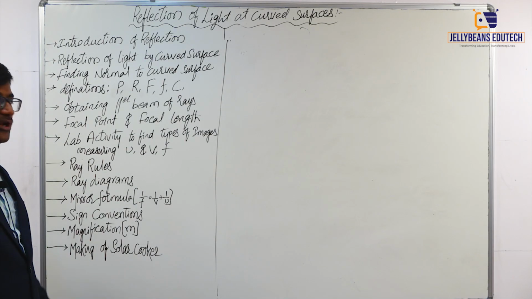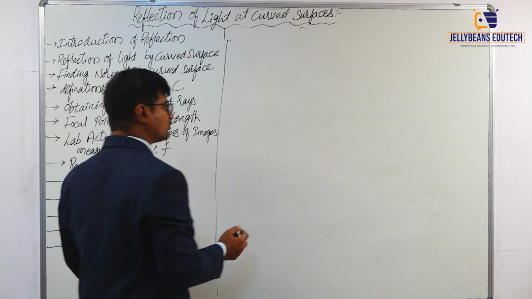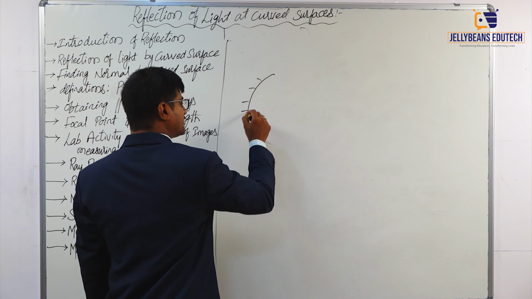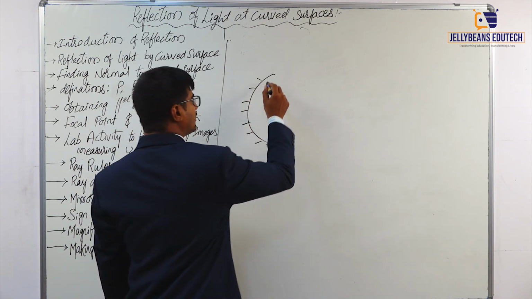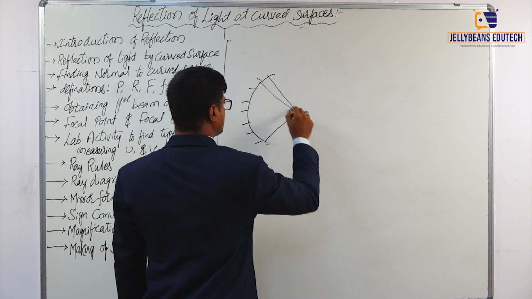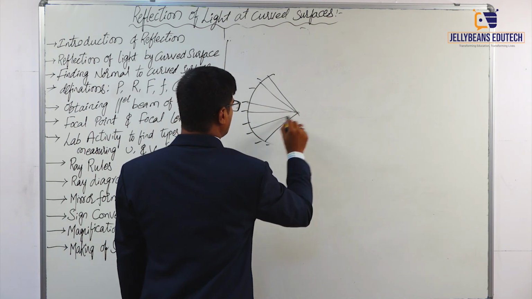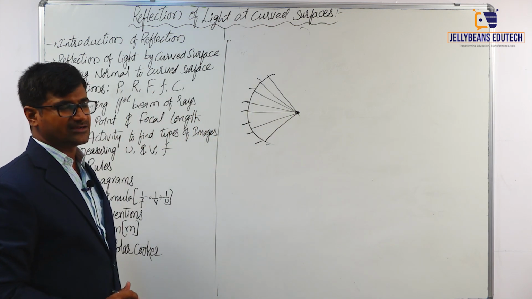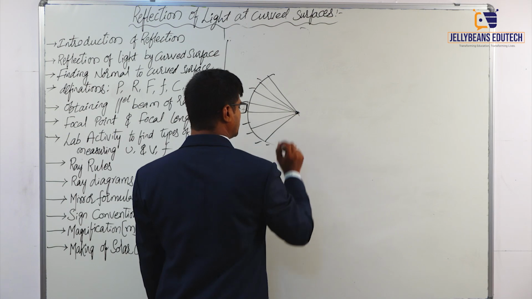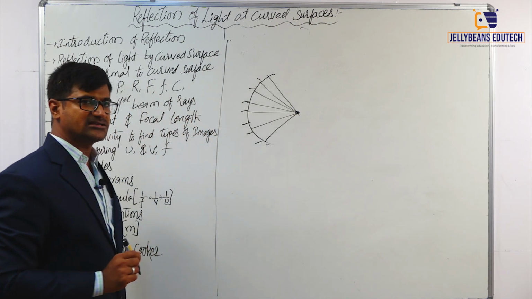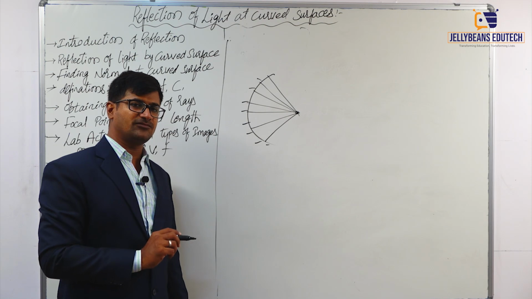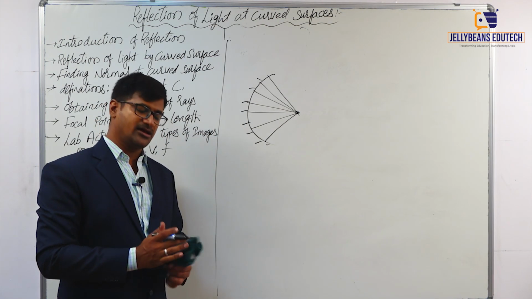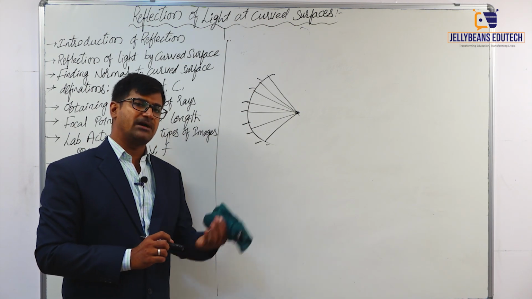Next, making the solar cooker. If we consider a concave mirror, then all the light rays which are projected on this concave mirror converge at a point. The light rays must be paraxial light rays, then only they will converge at a point. If the light rays are marginal light rays, then it has a different focal point. That means the focal point varies for paraxial rays and marginal rays.